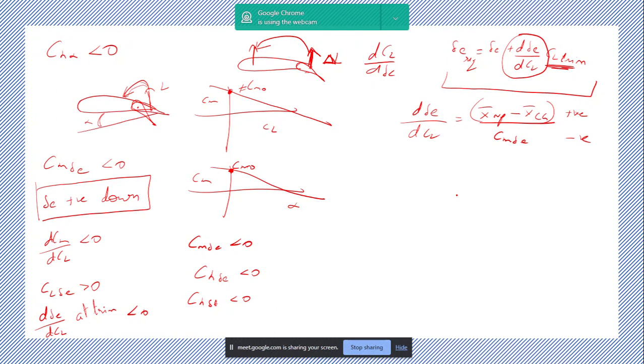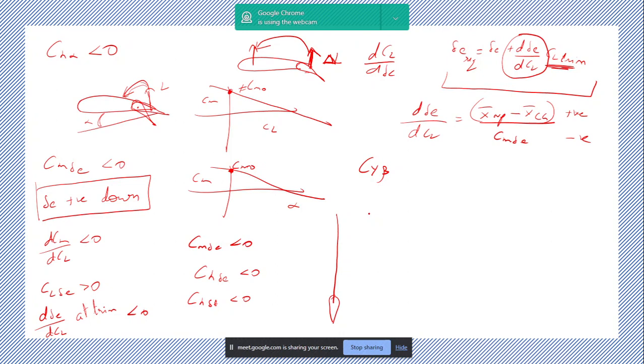Then what else is left? Cy beta. Y is the side force. So let's see. I cannot put that in this direction. So this is your fuselage reference line, and you have your vertical tail here.